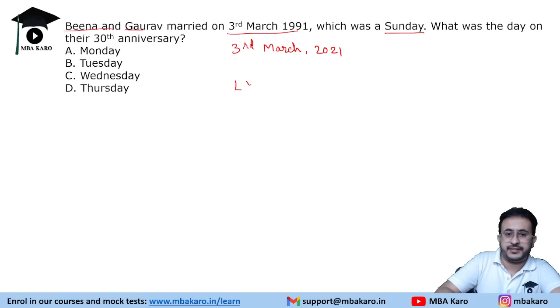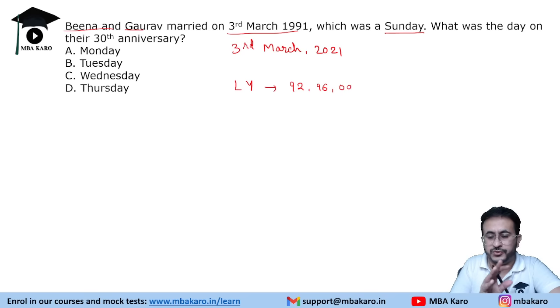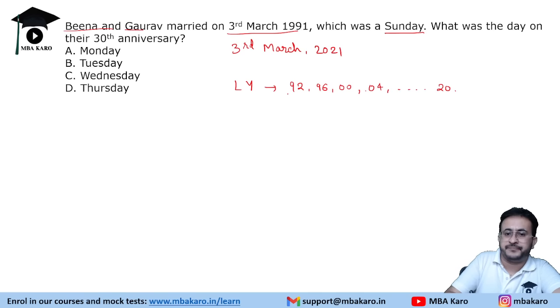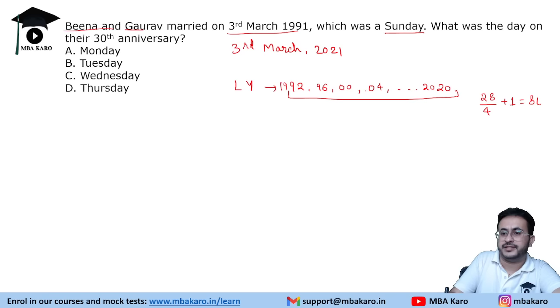How many leap years are there? Leap years means we have 92 will be a leap year. 1996 will be a leap year. 2000 is going to be a leap year. Isn't it? 2000 is a multiple of 400. And then 04, 08 and so on till 2020 will be a leap year. Okay. So how many leap years are there? Difference is 28. Basically, if you take 2020 minus 1992, difference is 28. Okay, divide by 4 plus 1. There are 8 leap years.